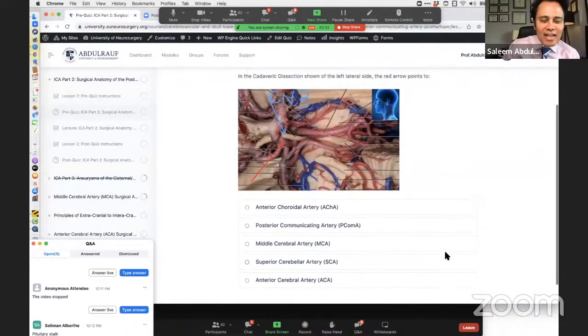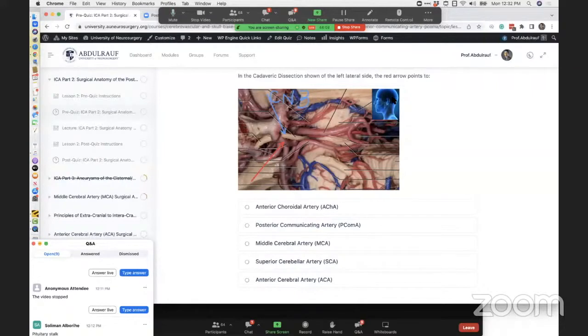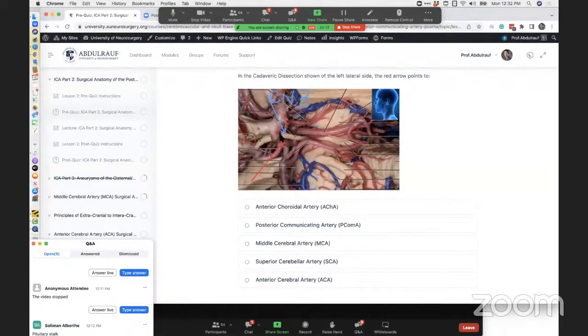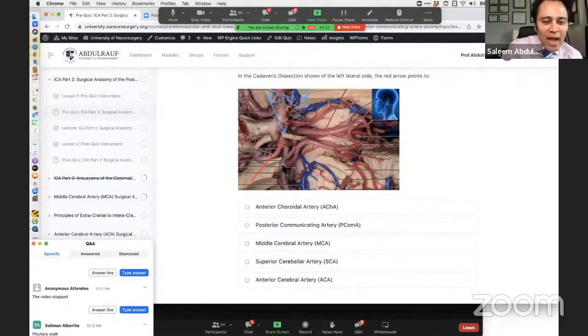Okay. Let's see. Imagine you're looking at the person from the side. So this is the front. This is the back. This is the top of the head. This is the bottom. And we're looking here. So this is our internal carotid artery. That is our third cranial nerve, the oculomotor nerve. All right. This is our basilar artery.